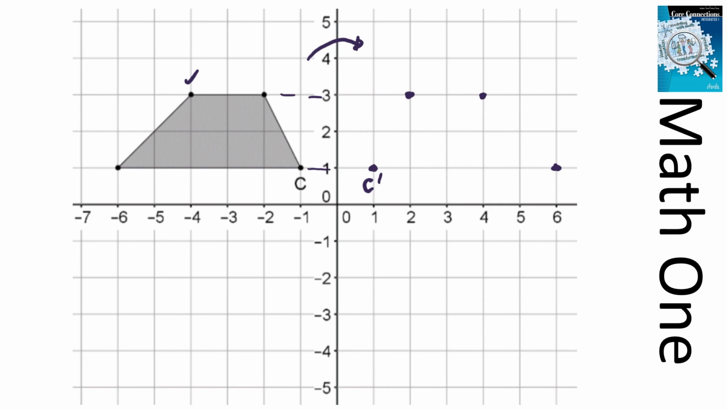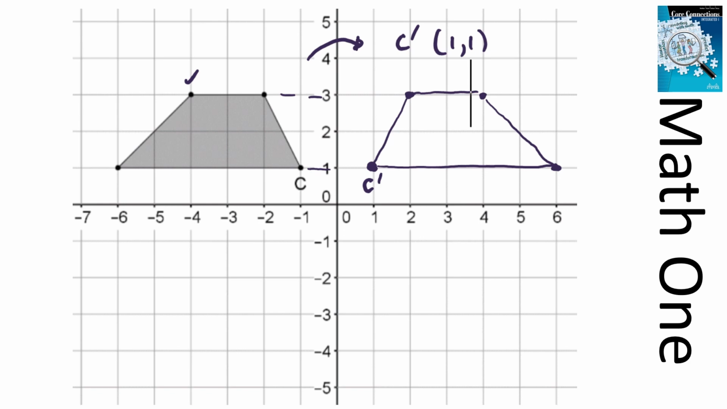So you can see after my reflection across the y-axis, this is a trapezoid. This is the trapezoid I would get. And C, the point, ends up going to the point 1, 1. So if I'm tracking C, C prime after one of the transformations is located at 1, 1. Now I've got this point, and I'm asking, well, what happens now as I move this point forward?